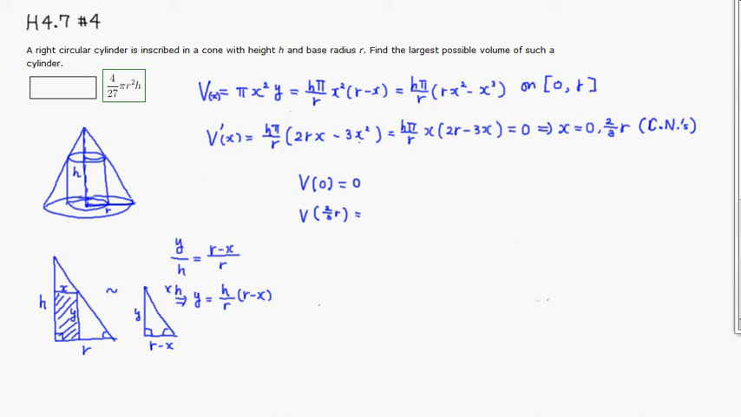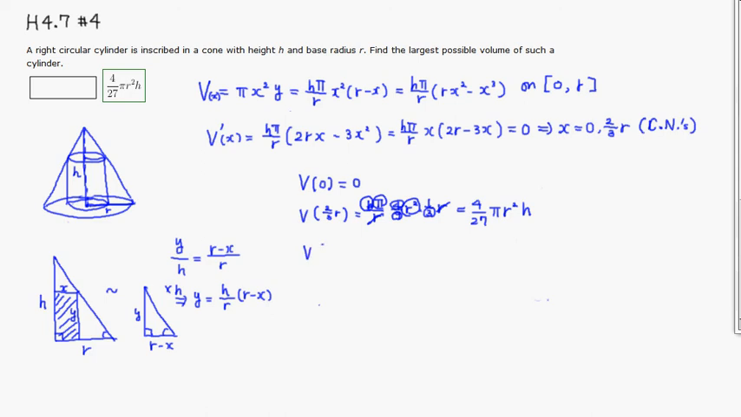So this is going to be h pi over r, then you have r squared, which squared becomes 4 over 9 r squared. Just plug it in. And if you subtract 2/3 r from 1 r, it's going to be 1/3 r. So it's times 1/3 r. Let's simplify. There's 4 over 3 times 9, which is 27. Then there's pi. Then r and r cancel out, so there's only another r squared. Then you have h sitting right here, so times h. All right, so that's the volume.